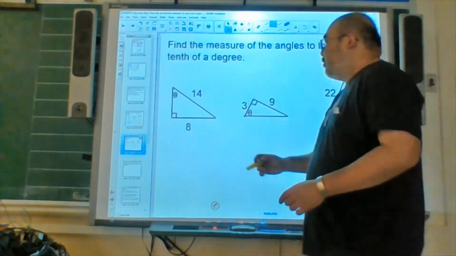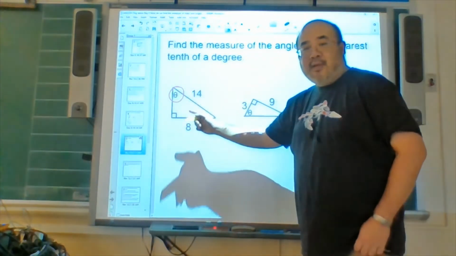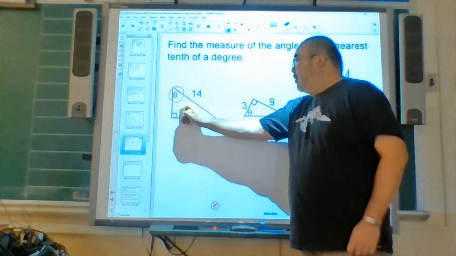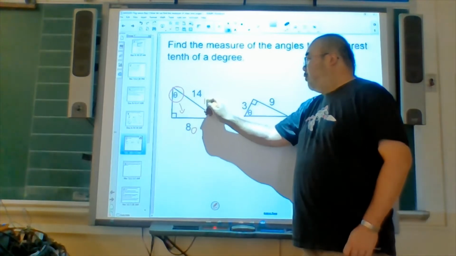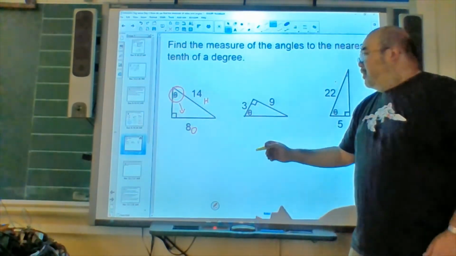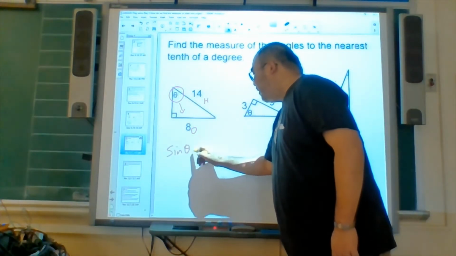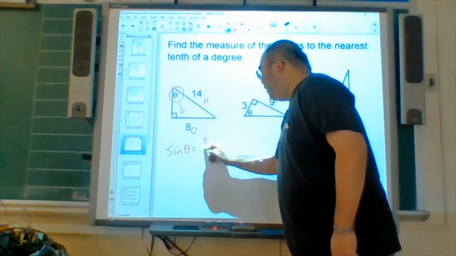We see here that our angle is theta, and theta is here. And so here, we have the leg opposite, and of course the hypotenuse. Leg opposite and the hypotenuse. Therefore, we are using the sine ratio. So the sine of theta is equal to here 8 over 14.